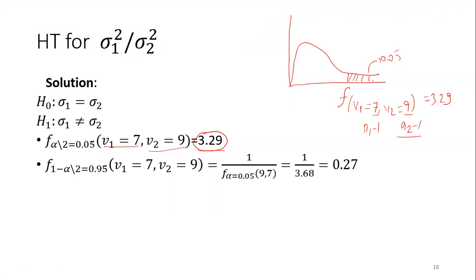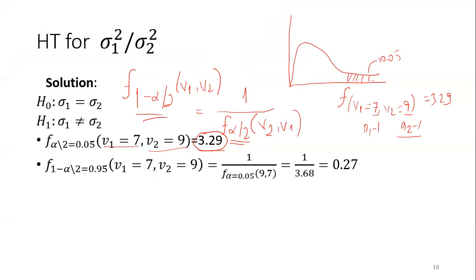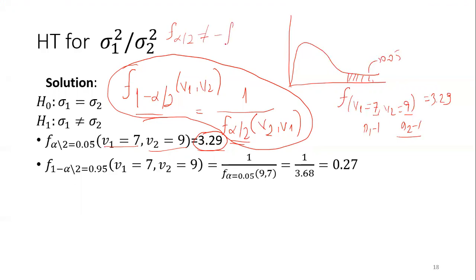Okay? And how about F sub 1 minus alpha over 2, or F sub 0.95, with 7 and 9 degrees of freedom? Well, there is a nice property for this one. It says that F of 1 minus alpha over 2 with some V1 and V2 degrees of freedom can be written as 1 over F alpha over 2, with V2, V1 degrees of freedom. That's a very nice property of the F random variable. Remember, I don't have any symmetry, hence I cannot say F alpha over 2 is equal to minus F 1 minus alpha over 2. But instead of this, I have this property.